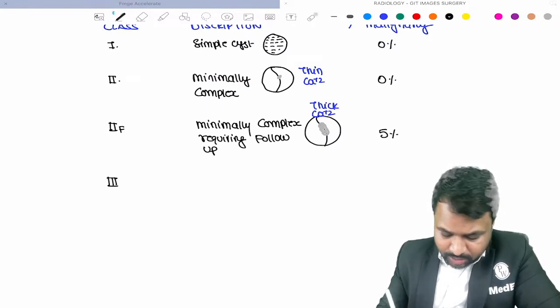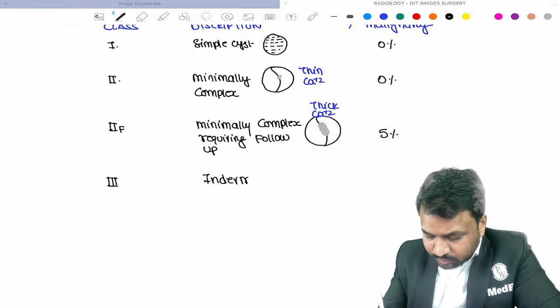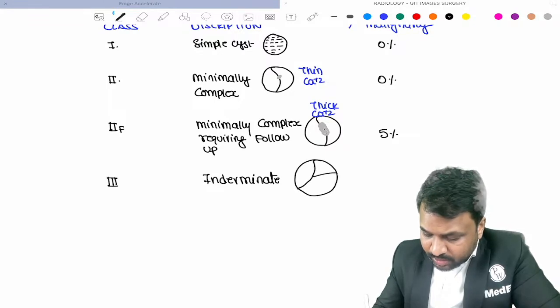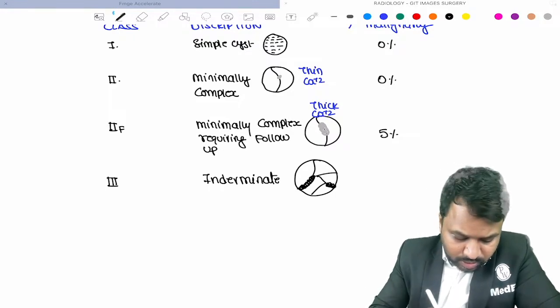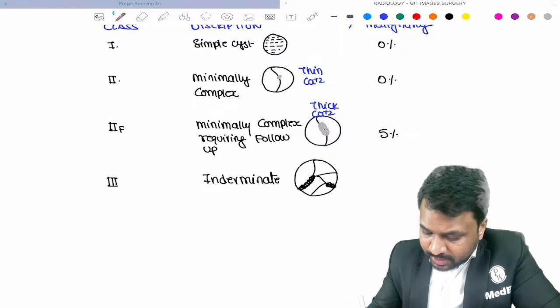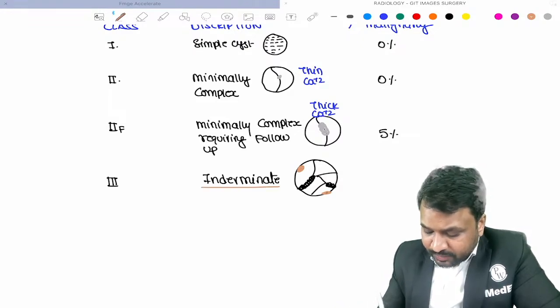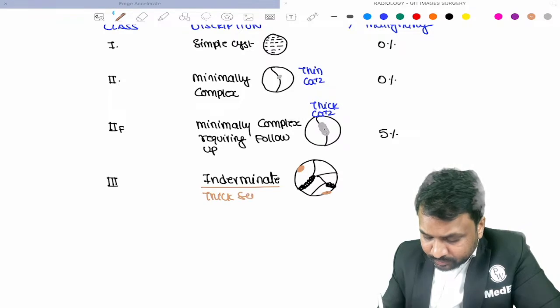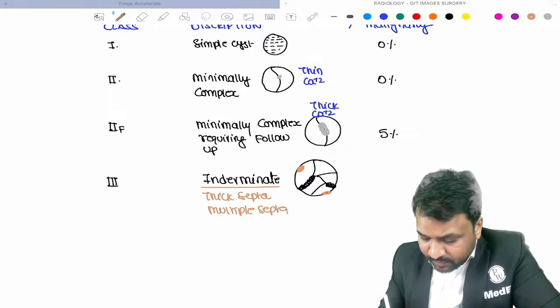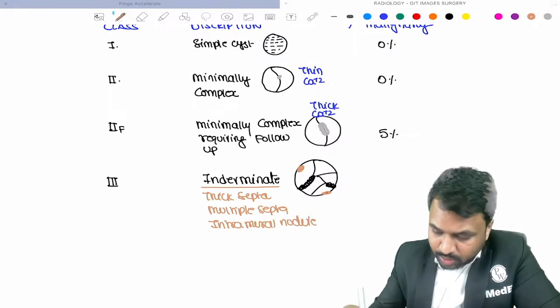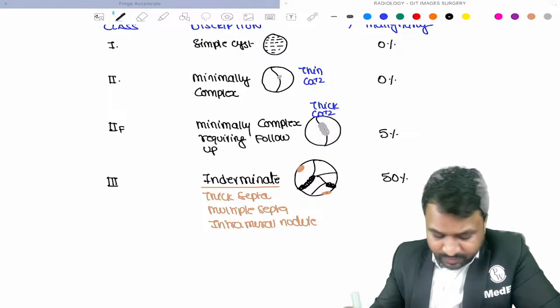Then you have category 3 or class 3. Class 3 is indeterminate, where you have a cyst with multiple septations. Few of these septa will also be thick walled, not thin walled, and there will be presence of nodules inside the cyst wall. We call them intramural nodules, right? So indeterminate will have thick, multiple septa and intramural nodules, and the probability of this being malignant is 50%.